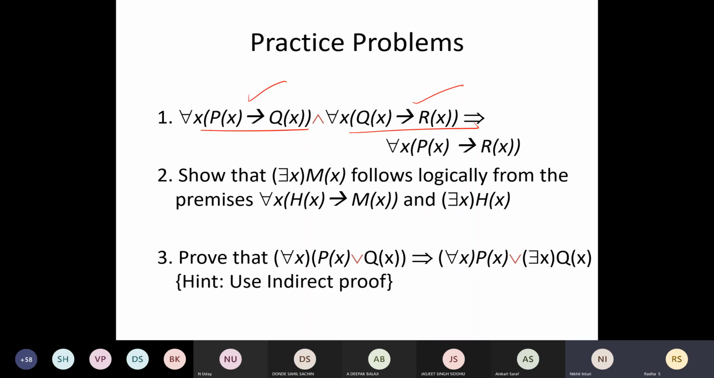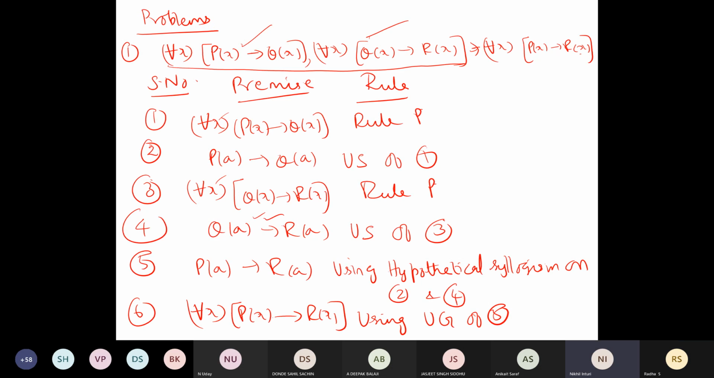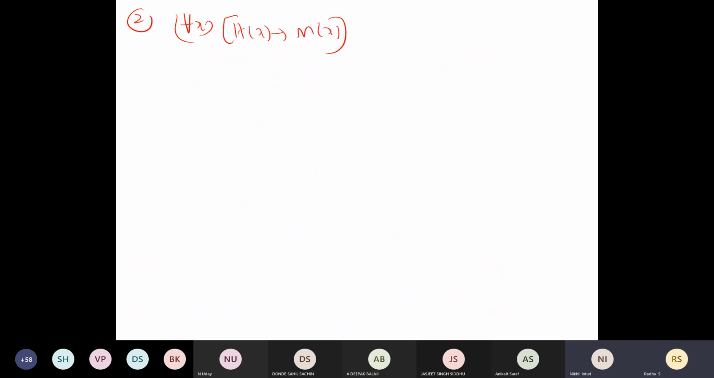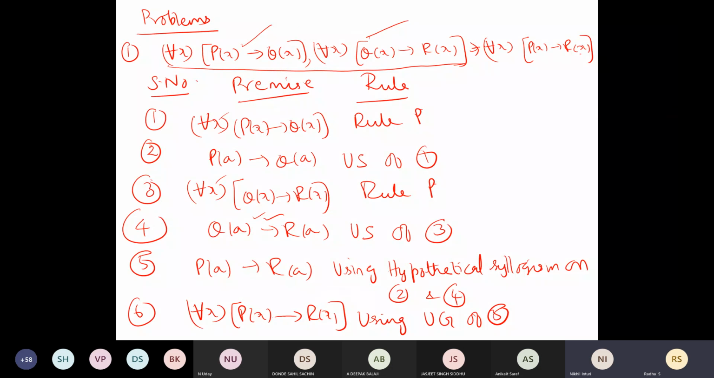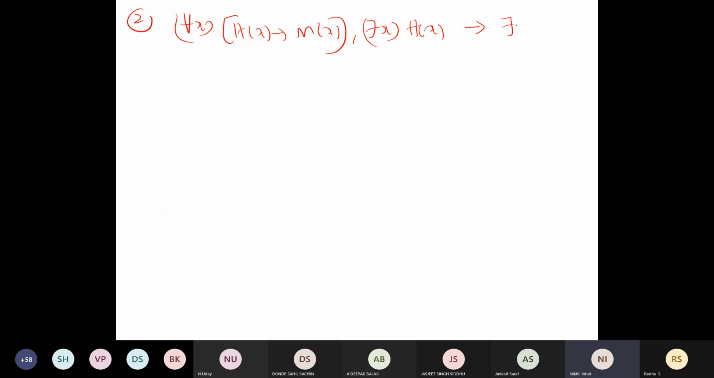Second question, have you taken it down? For all x, H of x implies M of x; there exists x, H of x; conclusion: there exists x, M of x. Implies, actually implies.